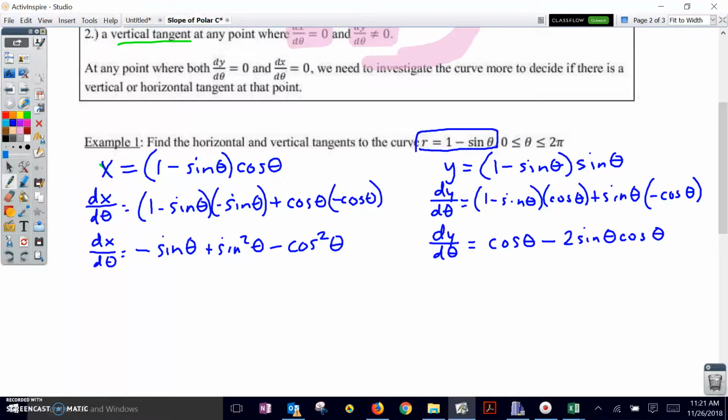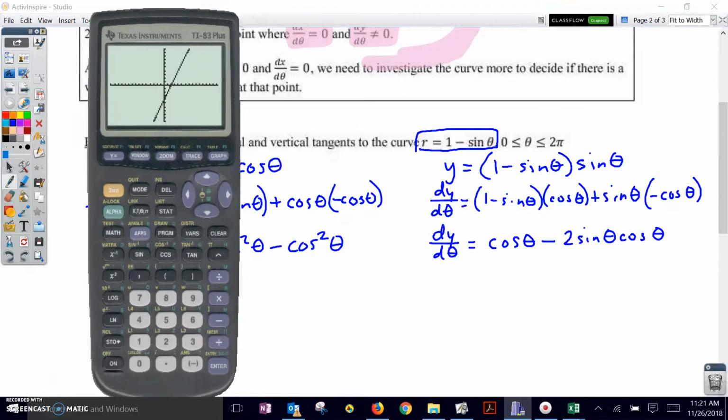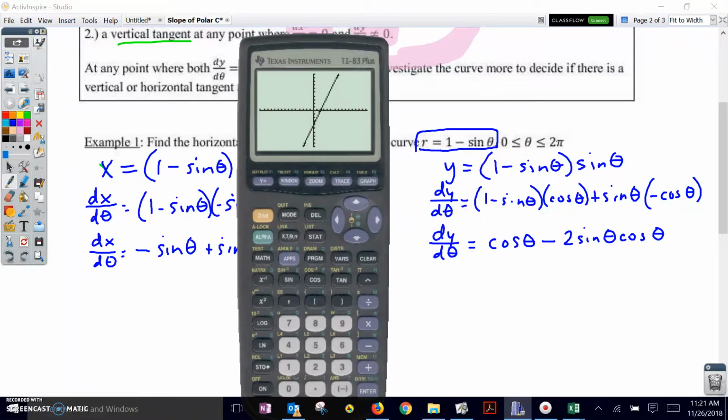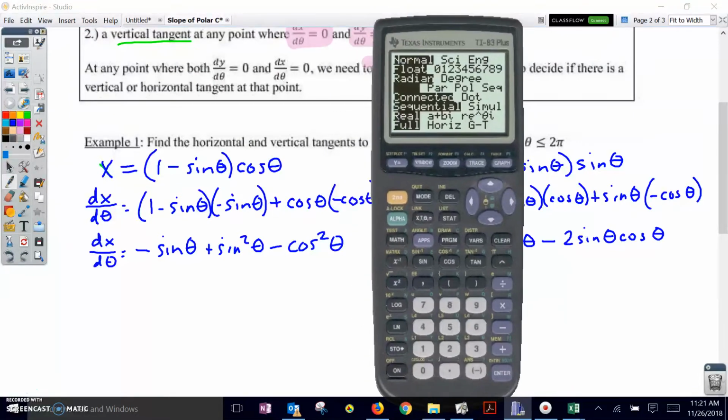So I'm going to go ahead and do that. I'm going to solve these equations. I'm going to use my calculator to help me. We're only concerned about theta values that are between 0 and 2 pi. So I'll start with the first one.